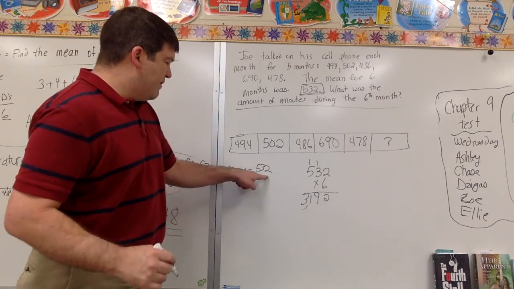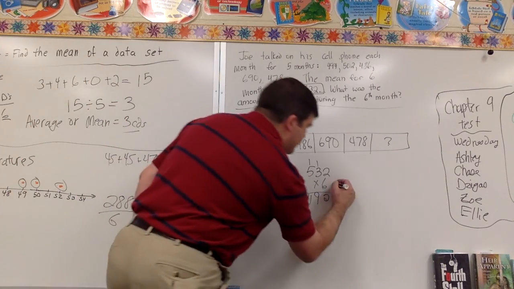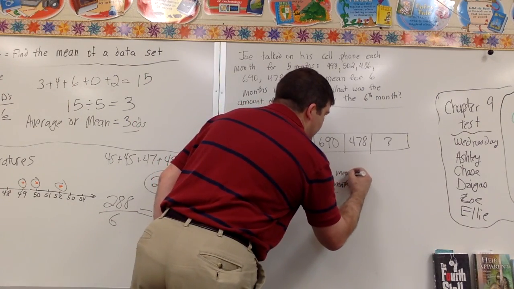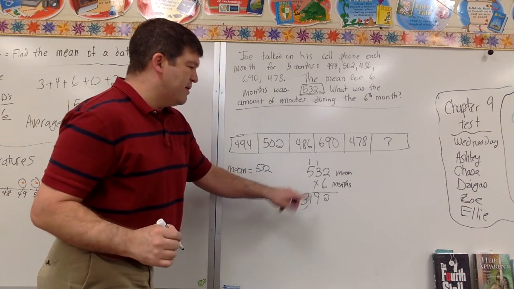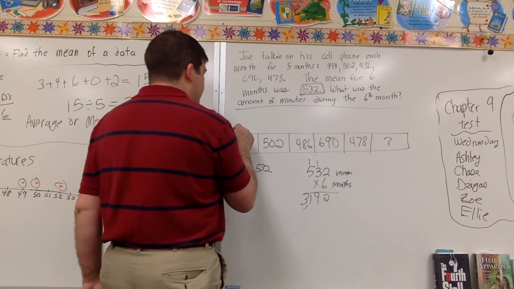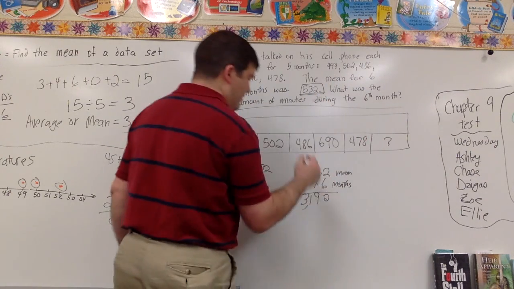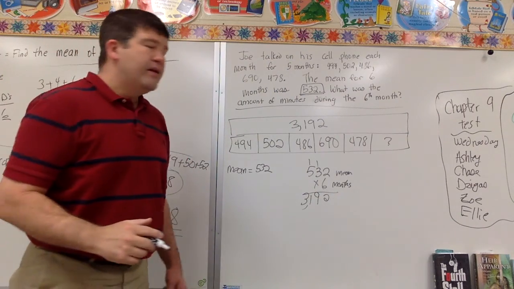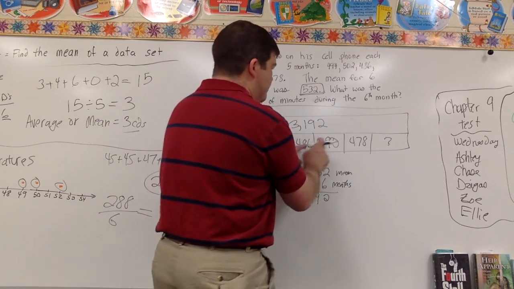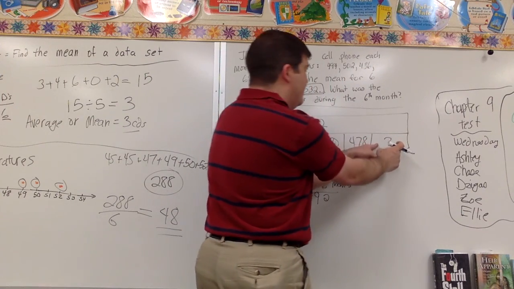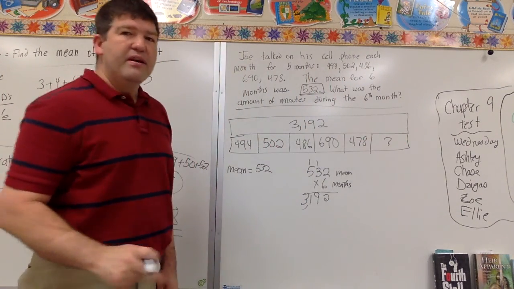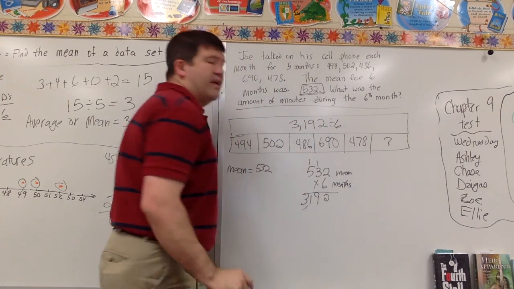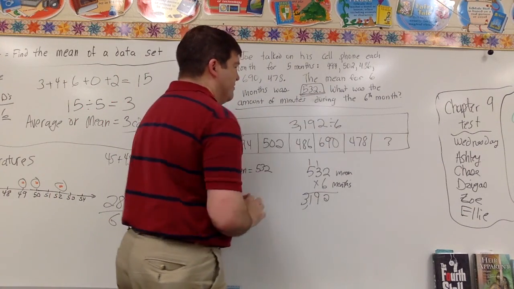Okay? So if this is the average for 6 months, and this is my mean, 532 for 6 months, then my total is going to be this. So from here to here is 3,192. Okay? So I just have to add this plus this plus this plus this plus this plus this has to equal this 3,192. Because once I divide this by 6 months, then I get my average of 532.